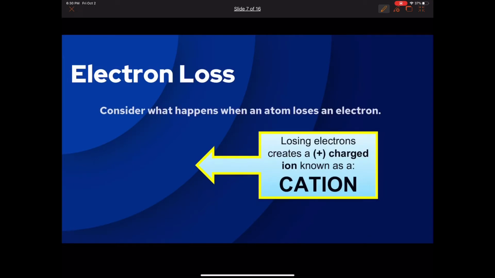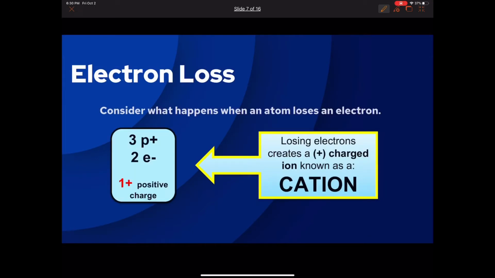Positive ions have a special name associated with them. They're called cations. So one way I remember that the positive ion is called a cation is if you look at the spelling, you'll notice a plus sign right in the middle of the word. So that's how you can remember that the positive ion is associated with the word cation.